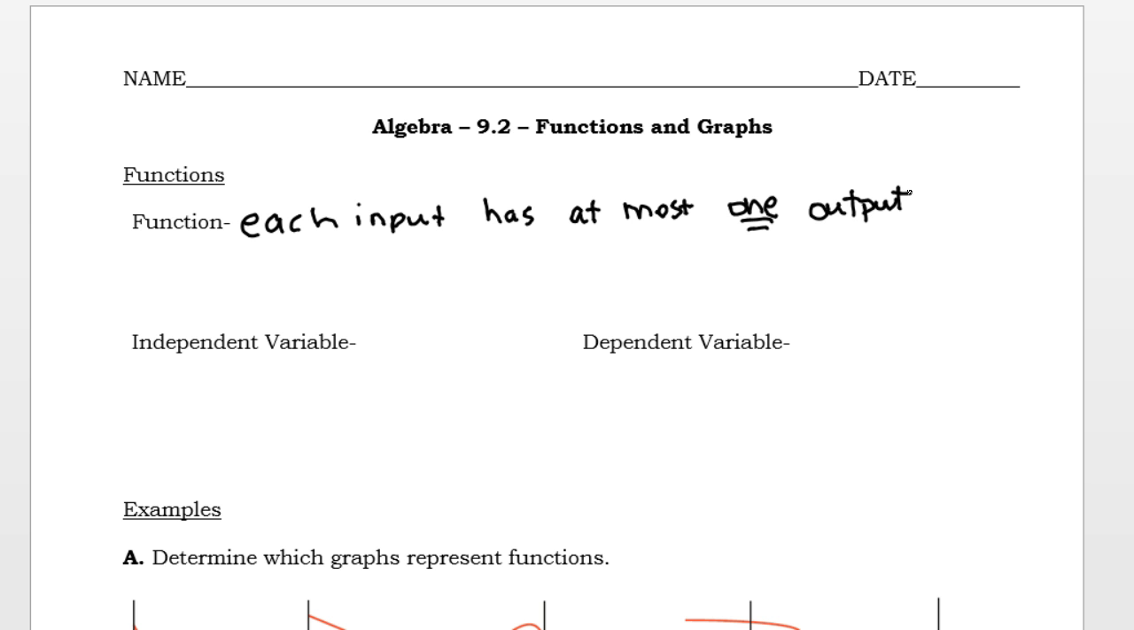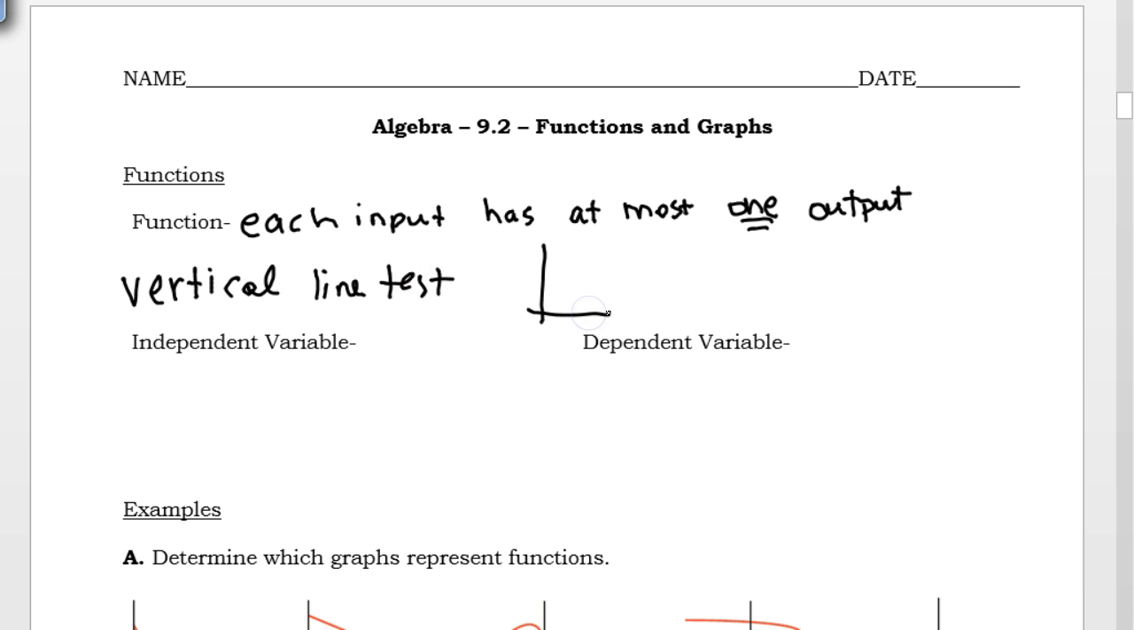So we can test a function using the vertical line test. If you have a graph of a function and a vertical line goes through that graph only one time, that passes the test, it's a function. If you have a graph and a vertical line goes through and hits the graph more than one time, at that input, there's more than one output, that fails the test, it's not a function.